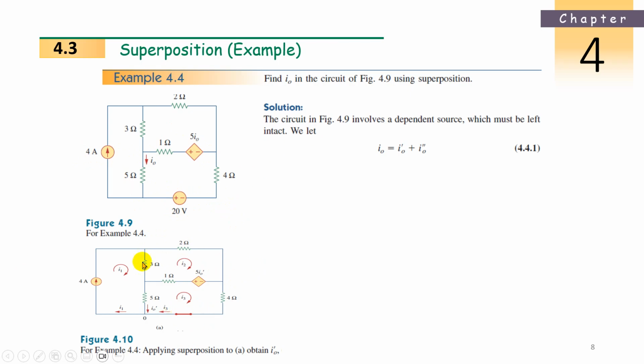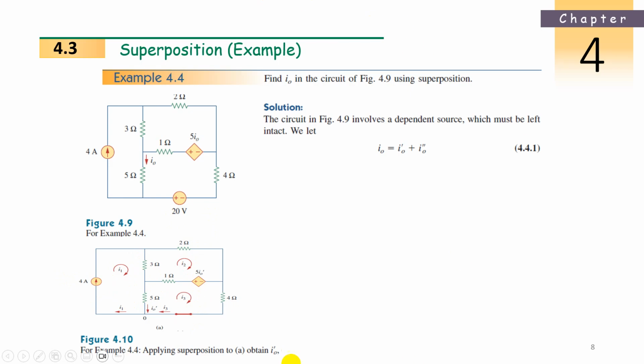Now what are the loop equations? Currents I1, I2 and I3. Right? Now directly I1 is 4 amperes. So no need to write the loop equation here. Directly I1 is nothing but 4 amperes. You have to write the second loop equation and third loop equation.